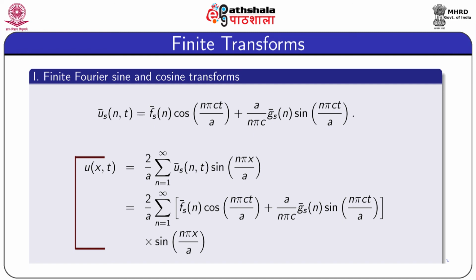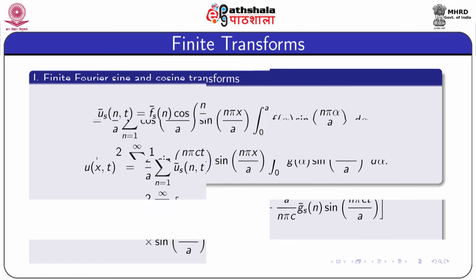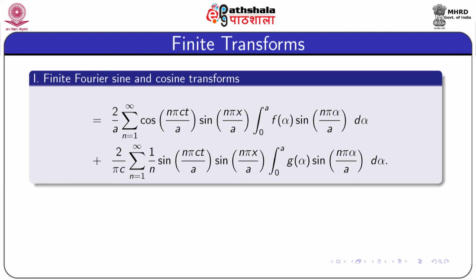sum over n of [f bar cos(n pi ct by a) plus a by (n pi c) g bar sin(n pi ct by a)] multiplied with sin(n pi x by a). In this solution, it is to be noted that f bar and g bar are the finite sine transforms of the functions f(x) and g(x) respectively. In the next line, we are substituting the values of f bar and g bar. Substituting those values, the solution becomes this, which you can see in this slide.